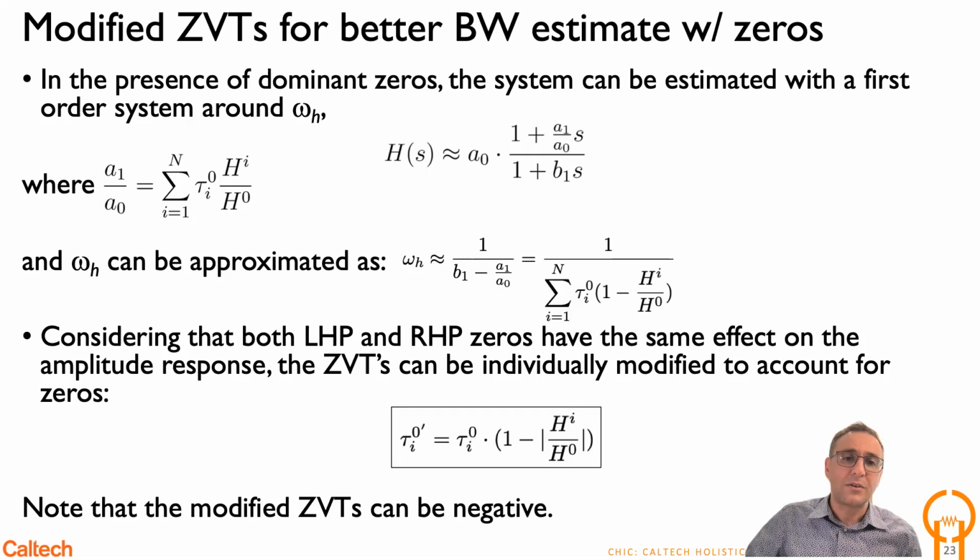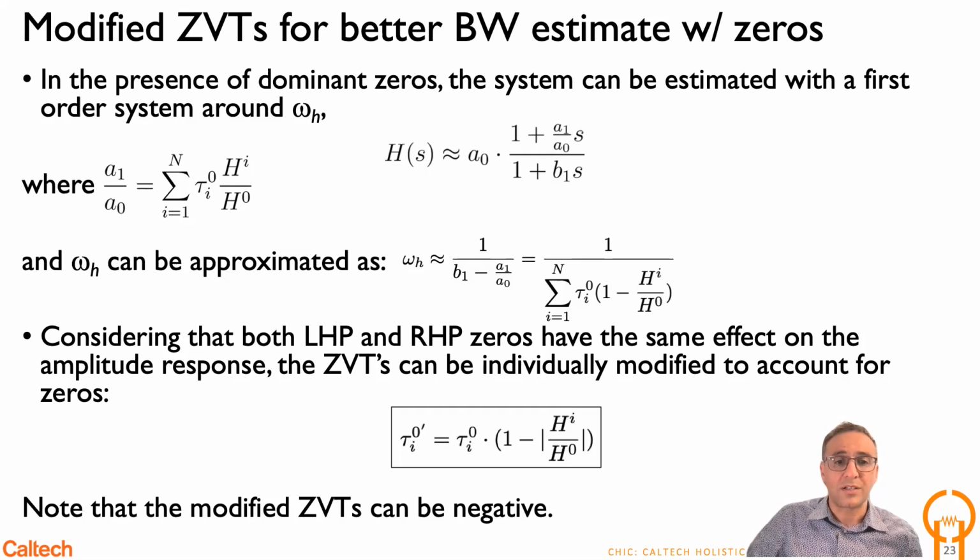A1 over A0, if you factor out A0, which is H0, is going to be tau_i0 times H^i over H0. When you do that, you can improve your approximations by writing omega naught in terms of B1 minus A1 over A0. These are the first terms of the Taylor series, if you will. Now you notice that they are sums over the same elements, and tau_i0 is common to them, so you can combine the sums.